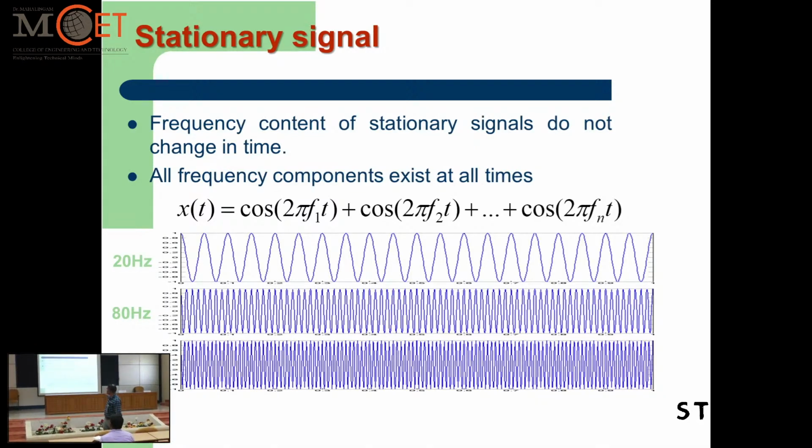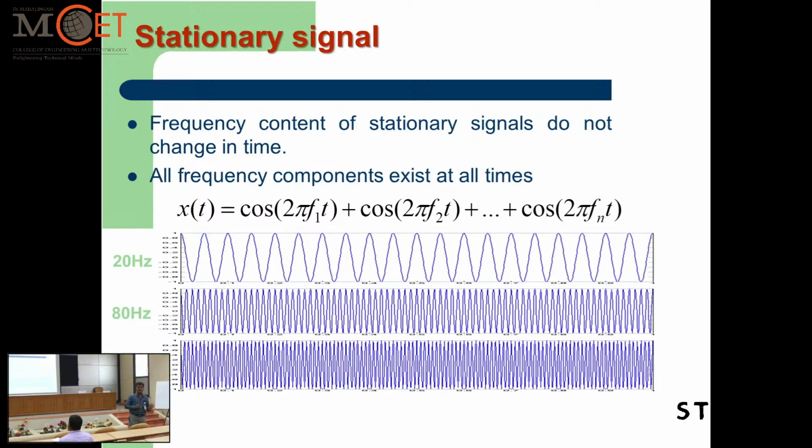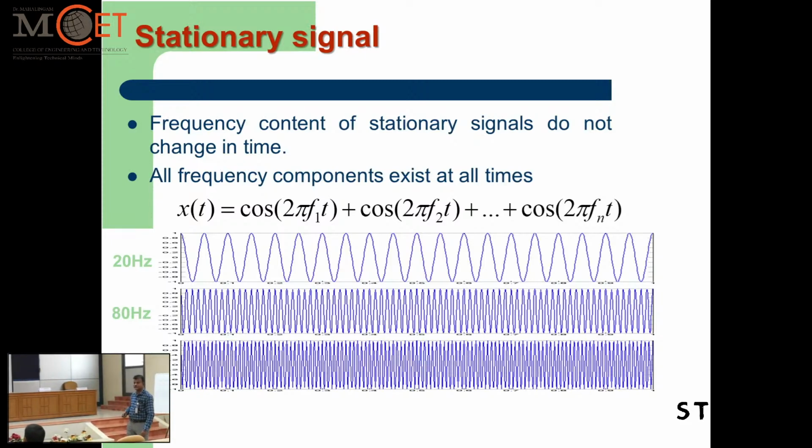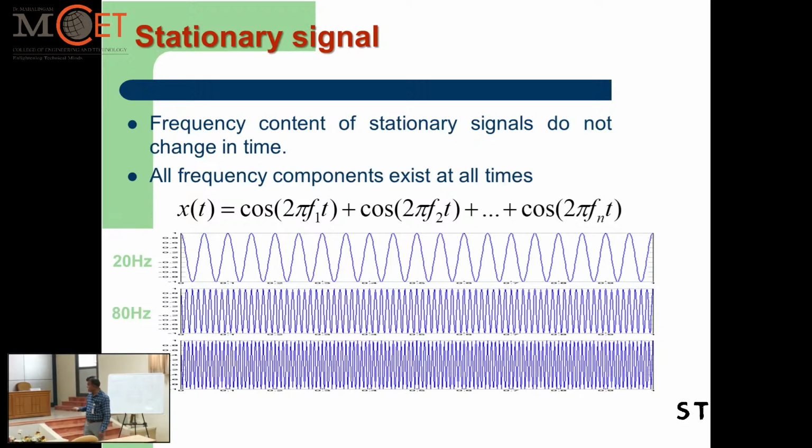That is why this signal is called a stationary signal. That means the frequency content of the signal is not varying with respect to time. Not varying with respect to time is called a stationary signal. The third signal is also the same, the last signal is also the same. If I mix all the frequencies together, like adding everything, I will get a waveform like this.